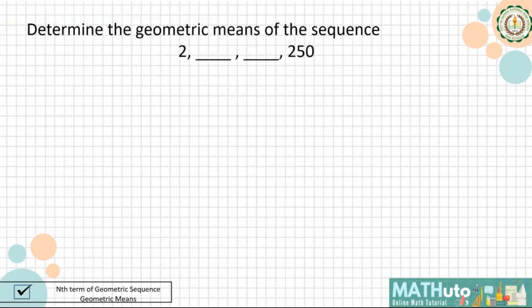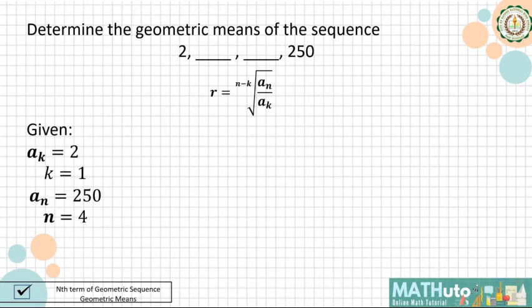For example, determine the geometric means of the sequence 2, then two terms, 250. Using the formula, let us state the given. We have a sub k equal to 2, that is the first term, thus k is equal to 1. And a sub n, the last term given, is 250, and n is equal to 4 since that is the fourth term of the sequence.